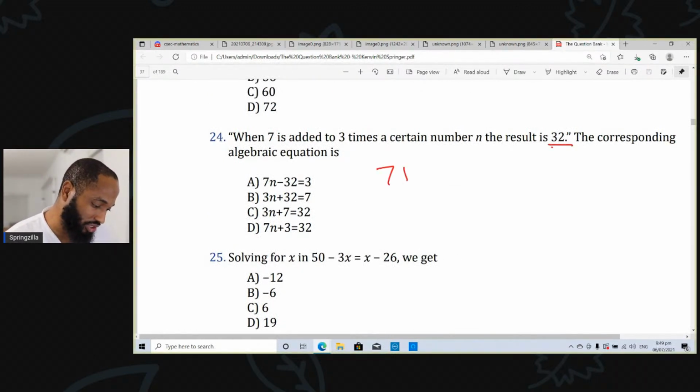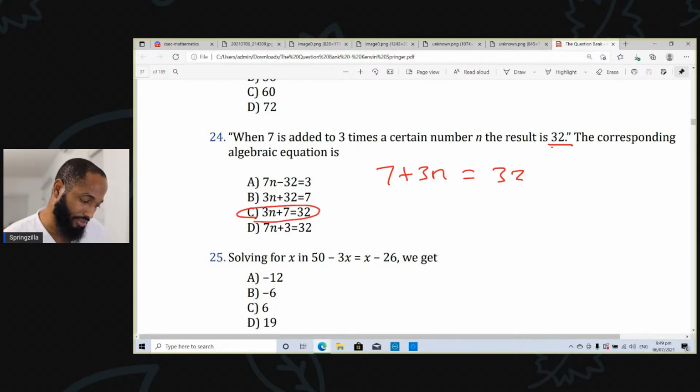When 7 is added to 3 times a certain number, the result is 32. Look at it, because solving for x in that, we get, so I want to solve this, okay.